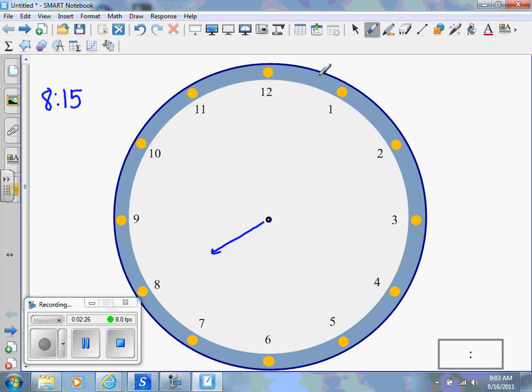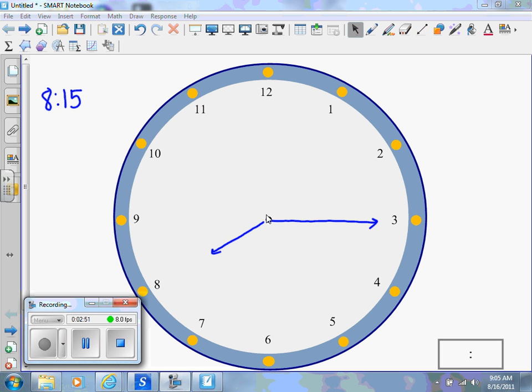And then we know when we make it to a big number we can count by fives because there are 5 tiny tick marks from one number to the next. So let's start at 12 and count by fives. Ready? 5, 10, 15. So it should be pointing to the what? 15. It should be pointing to the 3.